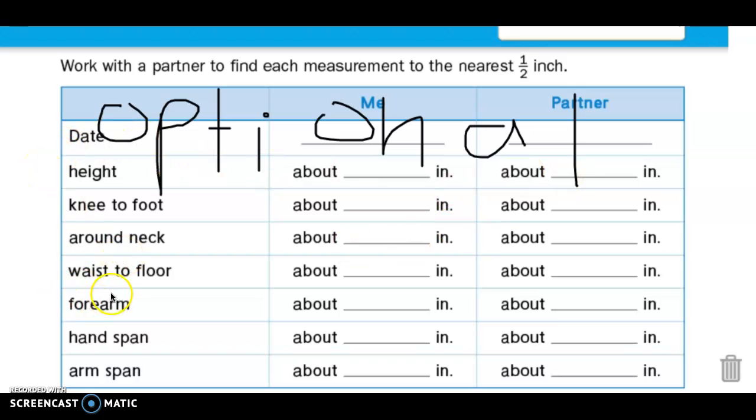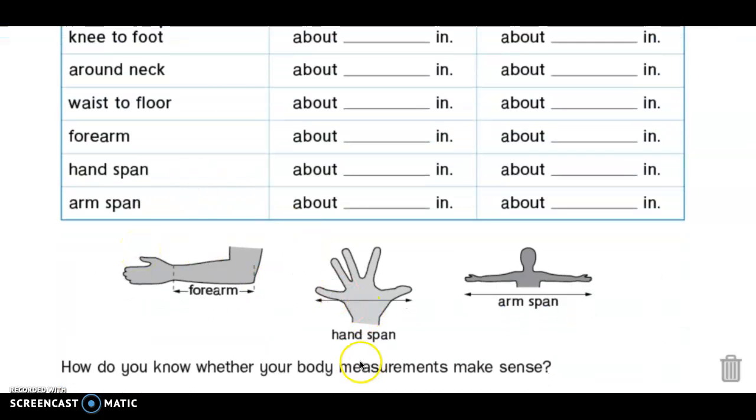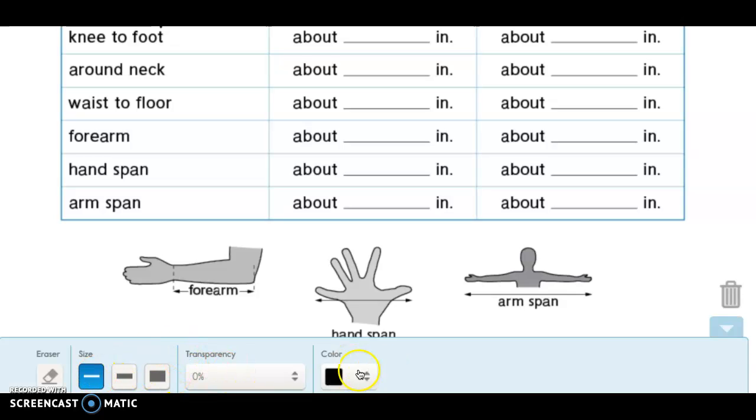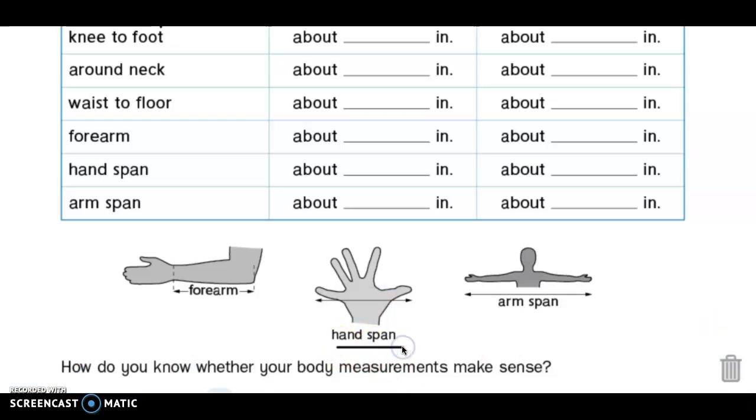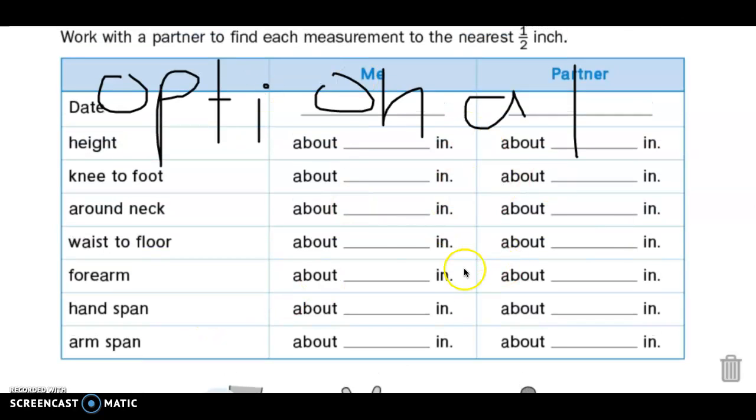With your ruler, you could figure out your hand span, right? And I'm sorry, here's your example for your hand span. Hand span. That is a tough word to say. There's my drawing tool. Okay, so your hand span, it's actually from your pinky to your thumb. So spread out your hand. Boom. There's your arm span. And here's your forearm. So from your wrist to your elbow. This page is optional. That means if you don't want to do it, you don't have to.